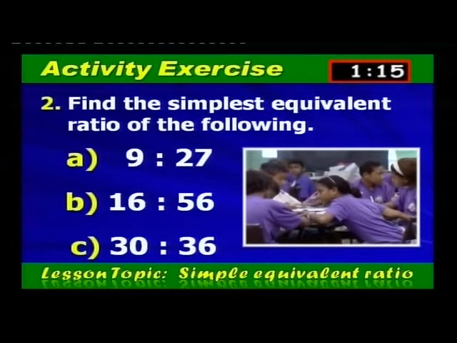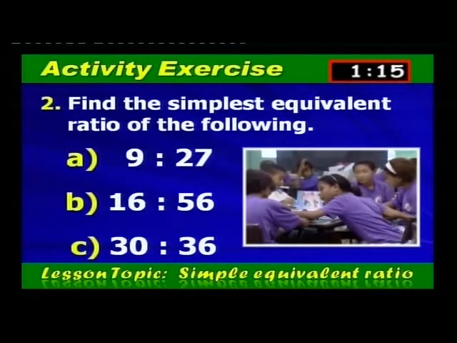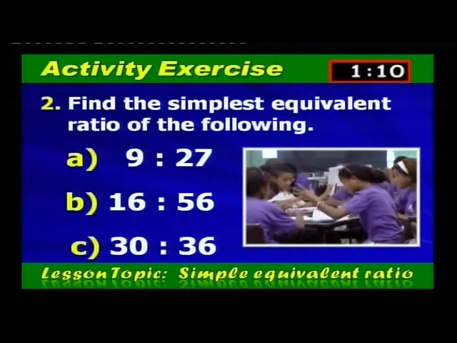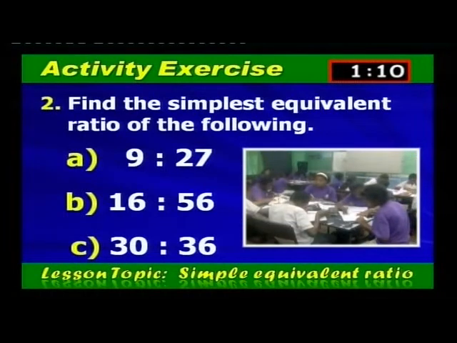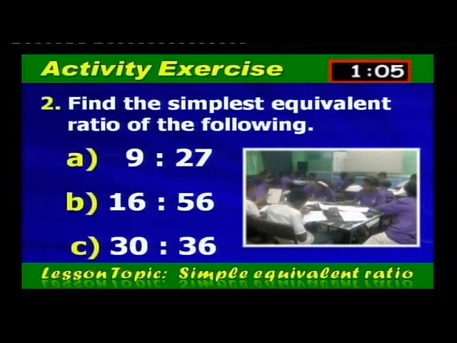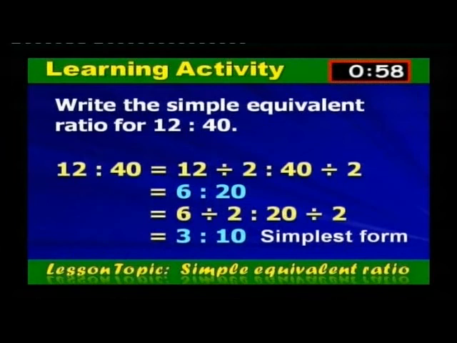Remember, if you are dividing on one side of the ratio with a number, you must also divide the other side of the ratio with that same number. You cannot divide by two different numbers. Same number. If you divide one side by 5, you divide the other side by 5. You cannot divide one side by 5 and the other side by 2.